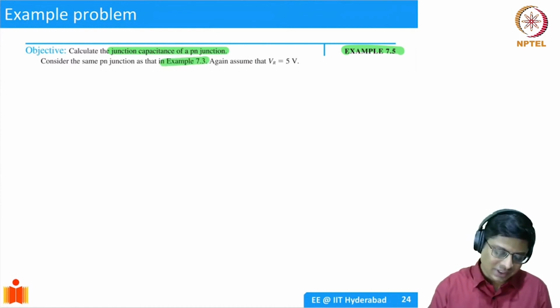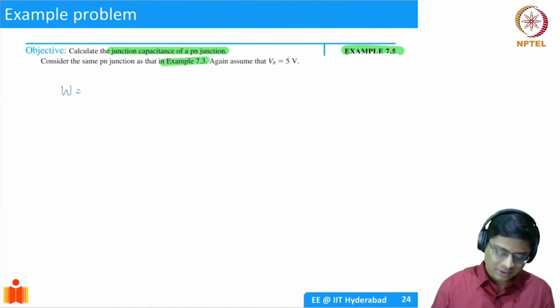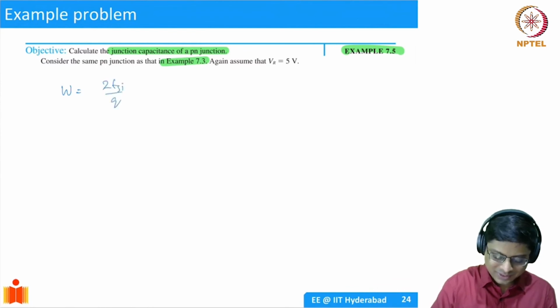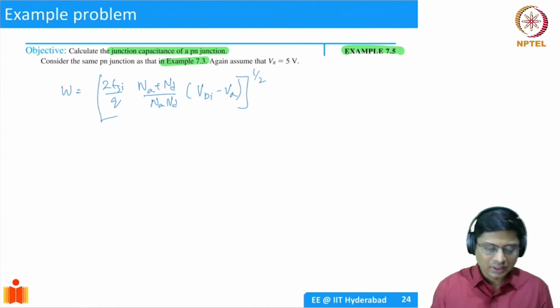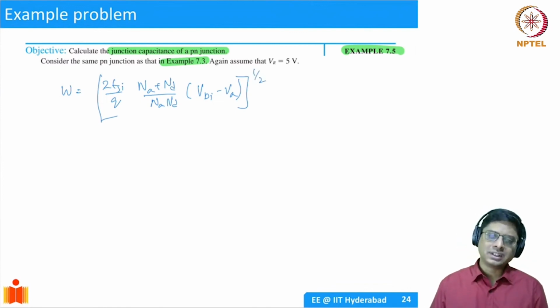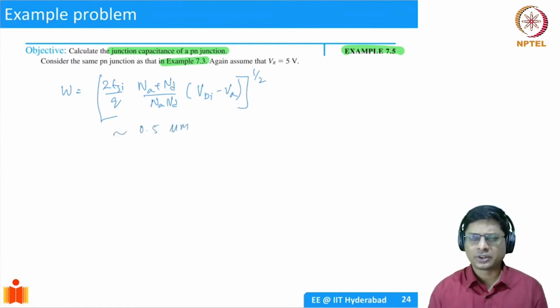So if you're asked to calculate the junction capacitance, the first thing you would do is find the width of the depletion region. And that is going to be 2 epsilon silicon, minus VA, to the half. You need to remember this. And if you do it the way I do, you'll remember it in a few times because we're speaking about it every day. This is your depletion width. How much is it going to be? We have seen that this was of the order of 0.5 micron or something. Order of a micron, less than a micron, around a micron.